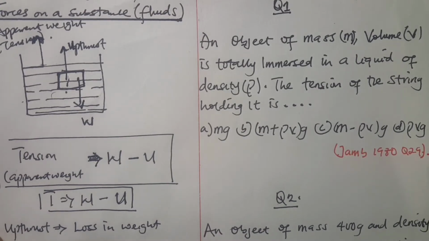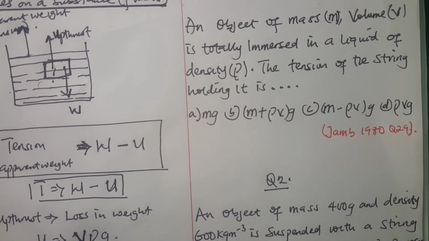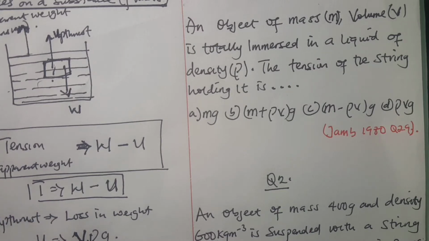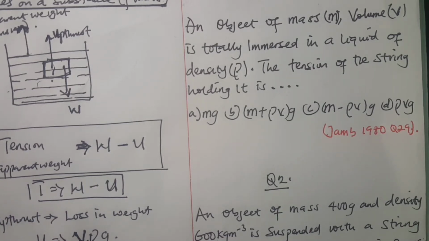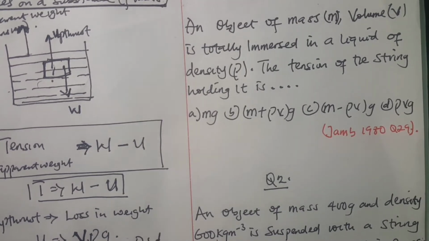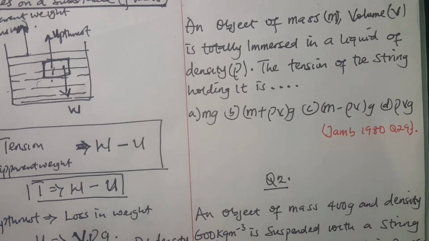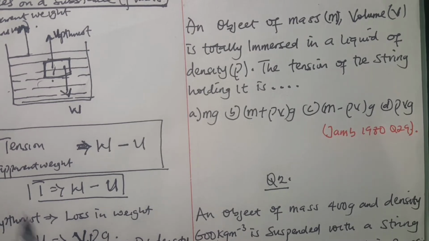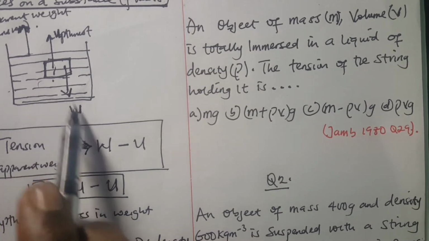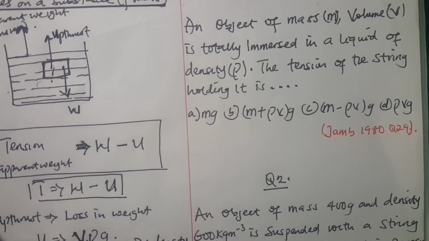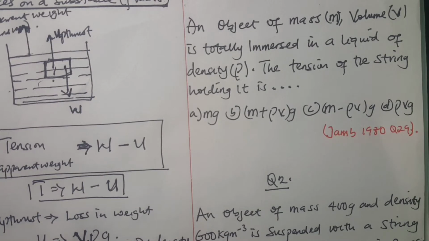So what I'm saying in essence in this short video is for us to understand that upthrust is V rho G. V stands for the volume of the solid immersed, rho is the density, and G is the acceleration due to gravity. So knowing this, tension is weight minus upthrust. Tension is also called apparent weight, where upthrust is called the loss in weight of the solid.